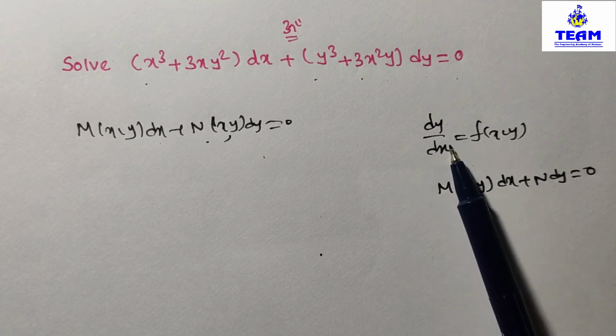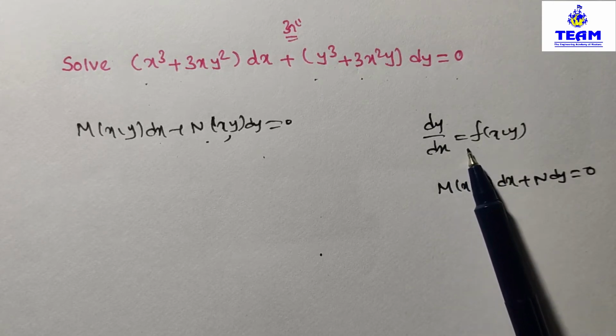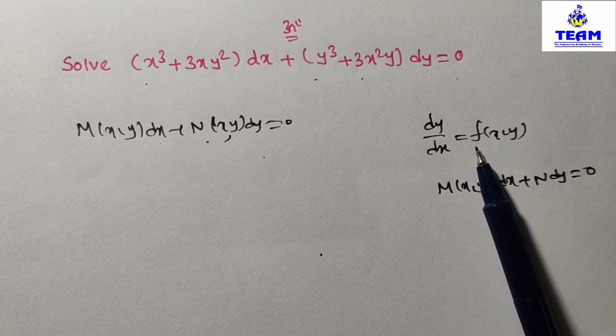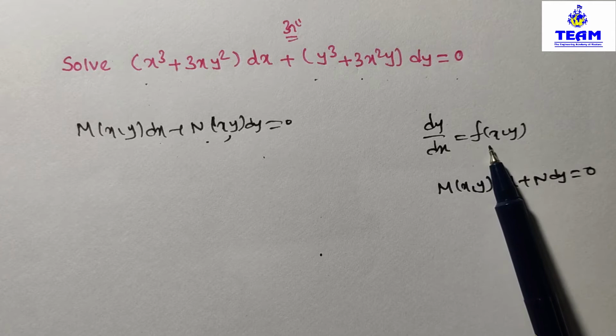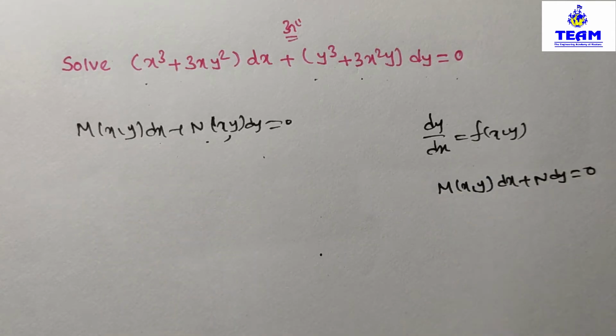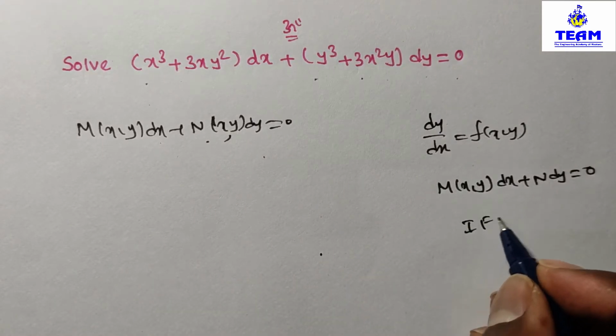We have a first method, the variable separable method. Second, the substitution method. Next, the homogeneous method. We have different methods to solve first order and first degree equations. If the equation is directly in the form M dx + N dy = 0, we have to verify whether it is exact or non-exact. If it is exact, we will get the direct solution. If it is non-exact, we have to multiply by an integrating factor.